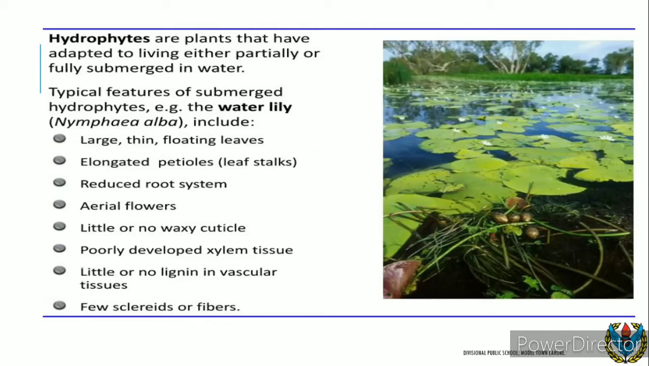Secondly, elongated petioles, the leaf stalk, reduced root system, aerial flowers, little or no wax cuticle, poorly developed xylem tissues, little or no lignin in vascular tissue, few sclereids or fibers. So there are more adaptive features mentioned in the slide, so you can select.